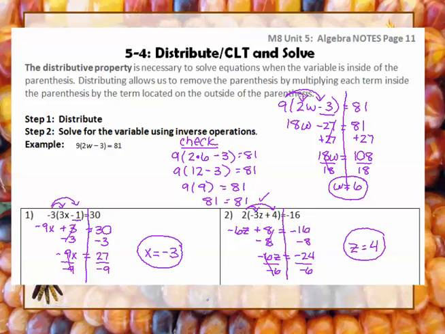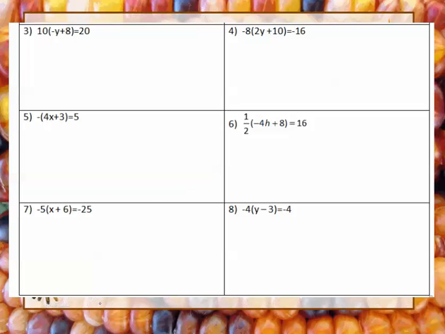Alright. You try number 3 and number 4 on your own. So pause the video here and we'll go over number 3 and number 4 after you've completed them by yourself. So when you're ready, unpause the video and we'll go over them together. Alright, let's go over number 3 and number 4 together.